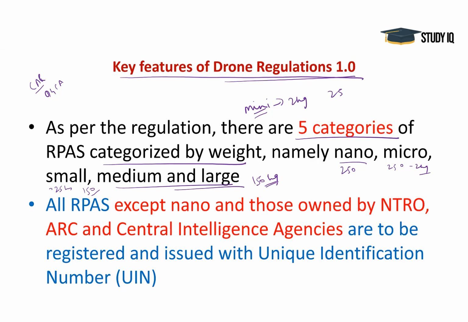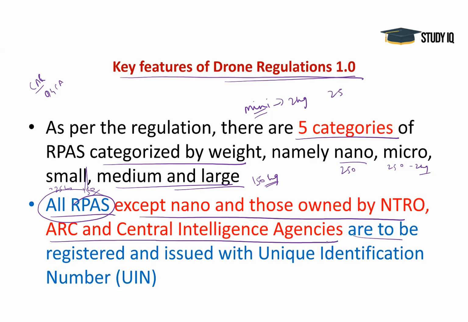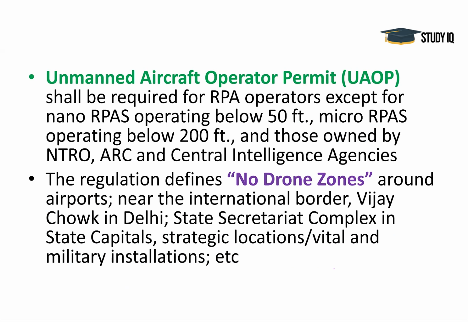So the mandatory equipment required for operation of RPAs applies except for the nano category. The nano category does not need any regulations, like all RPAs except nano and those owned by NTRO, ARC or the Central Intelligence Agency. So all RPAs are to be registered and issued unique identification numbers.